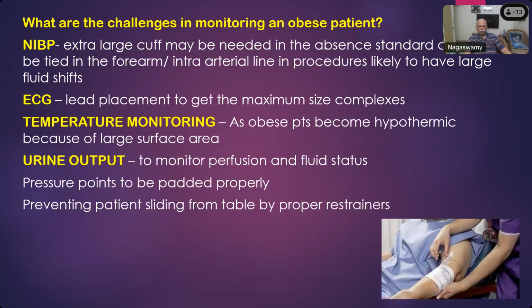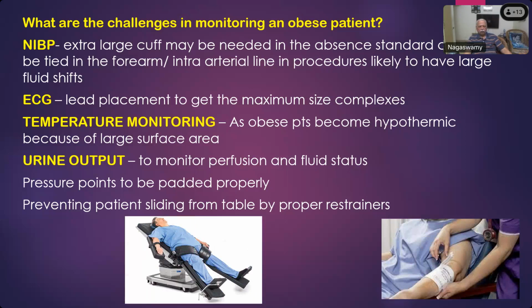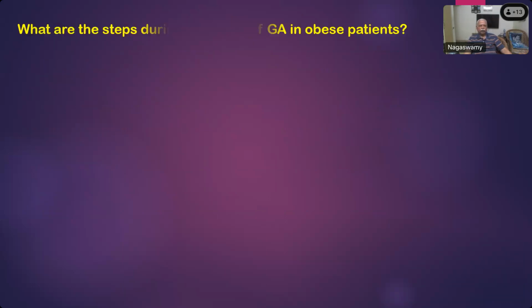So this is how you tie the BP cuff on the forearm. If you don't have the extra large cuff, then you can tie the regular standard cuff that you use for other patients on the forearm and try to do that. And this is how you restrain the patient from sliding down the table.